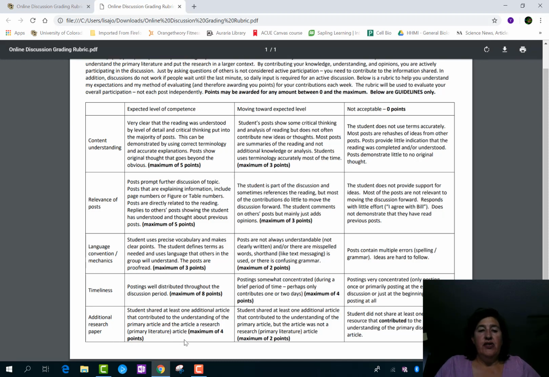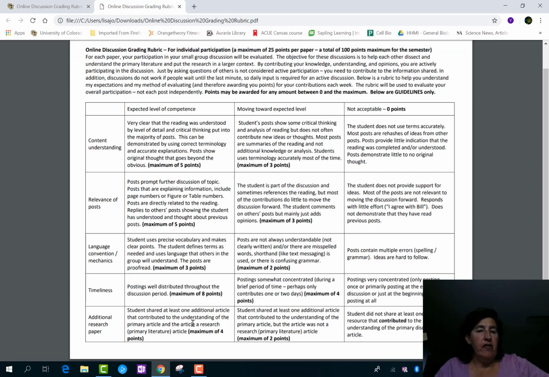Throughout that week, you have to share at least one additional article that contributes to the understanding of the primary article. The primary article is the one we're reading, and the additional article has to be another primary literature, so not a news article like we've posted before. Primary literature means something with data, materials, and methods, where they actually collected the data themselves, presented it, and analyzed it.